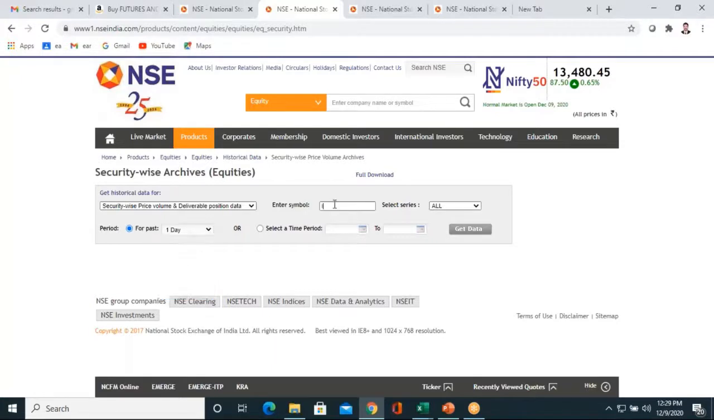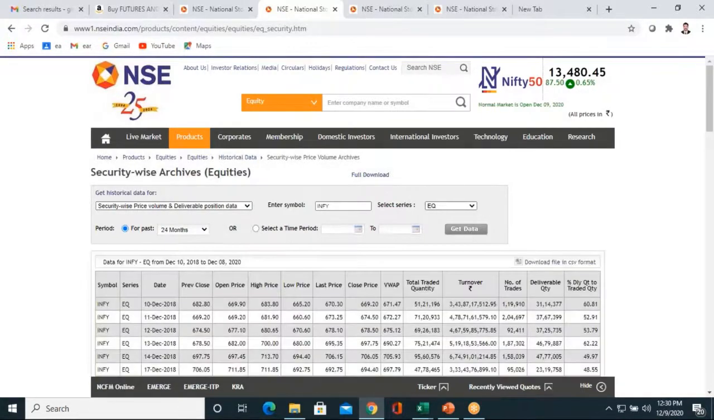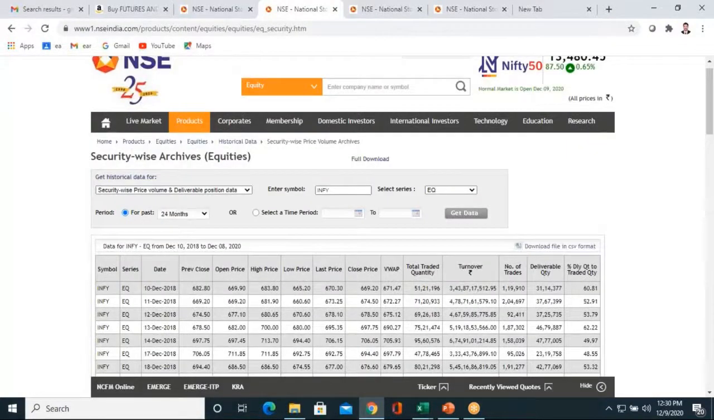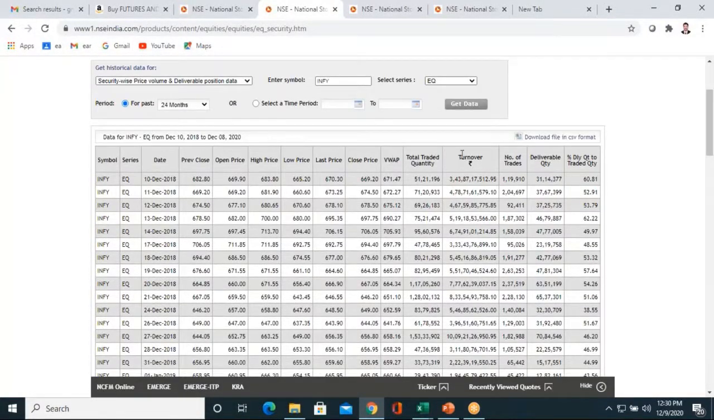Say for example, Infosys I want, Infy, that is the symbol. So I will select EQ here and I will select 24 months, or you can also specify a date range, but when you specify it, it should not be more than 365 days. But if it is months you are selecting, you can select 24 months and click on get data. You will get 24-month data. You can download. Again, depending upon your research problem, these factors can be used.